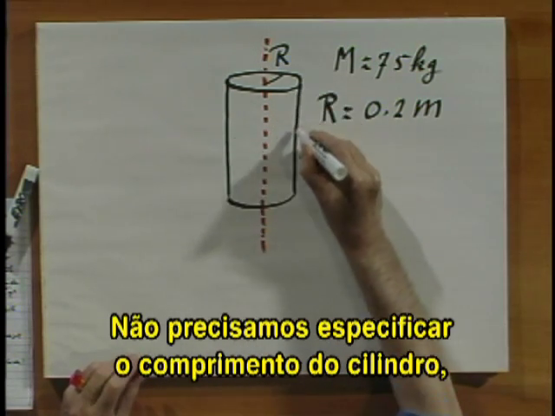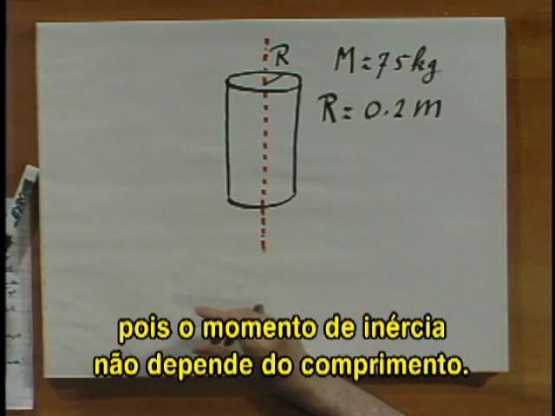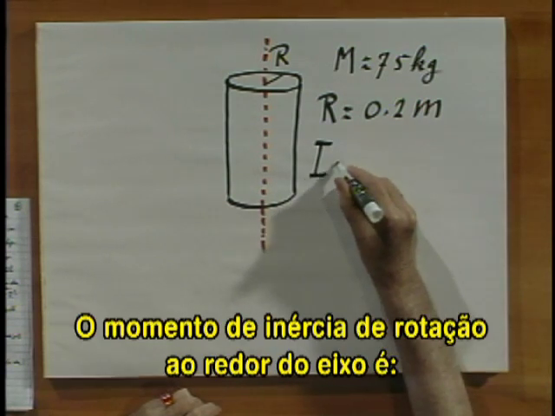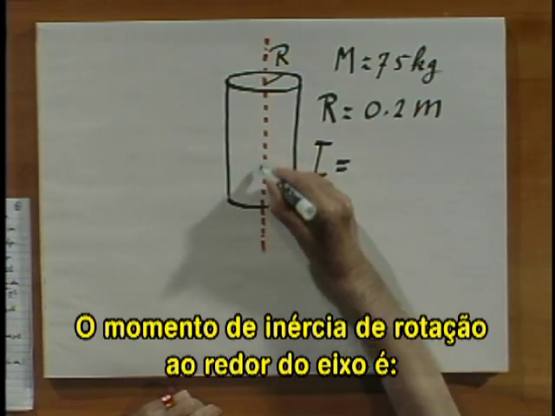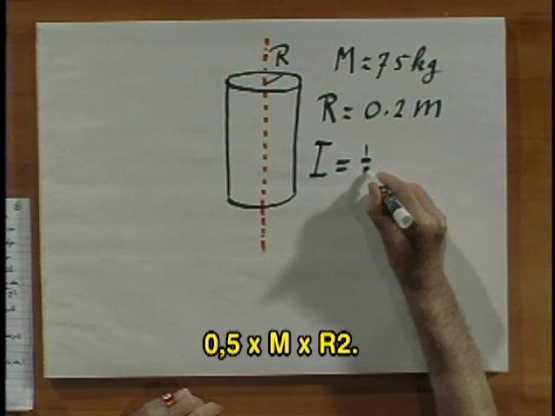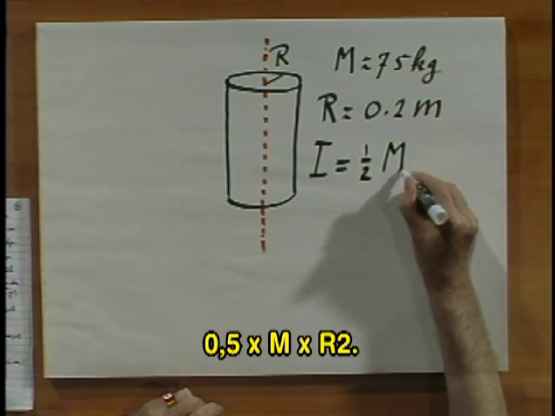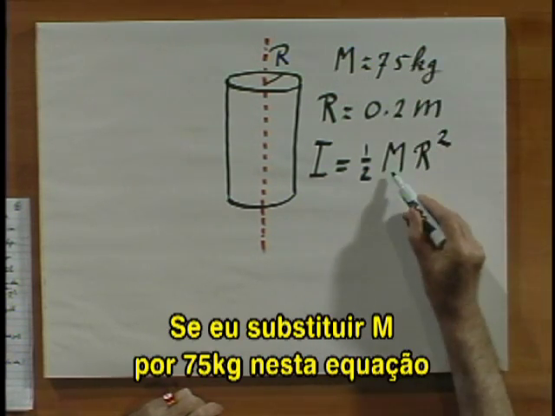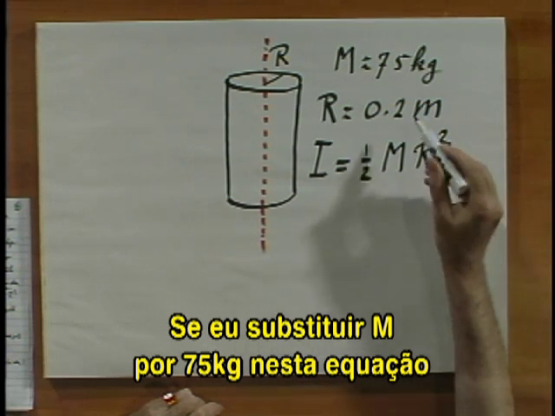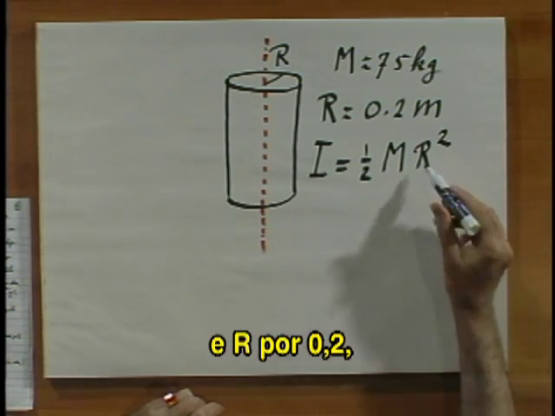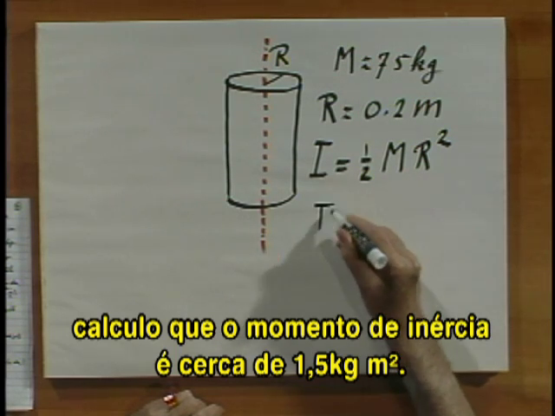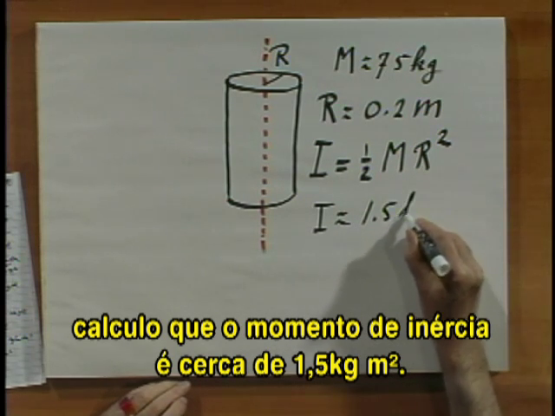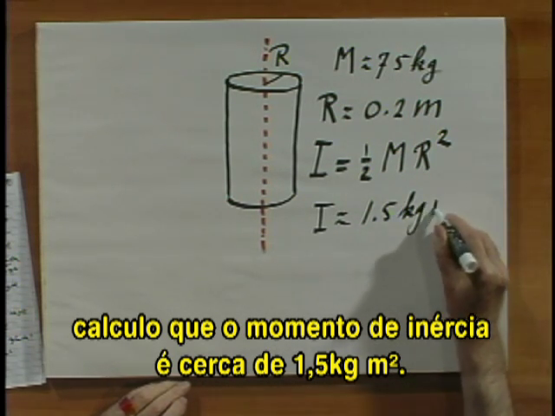We do not have to specify the length of the cylinder because the moment of inertia is independent of the length. The moment of inertia for rotation about this axis equals 1/2 m r squared. If I substitute 75 for m and 0.2 for r, then I find that the moment of inertia is about 1.5 kilogram meter squared.